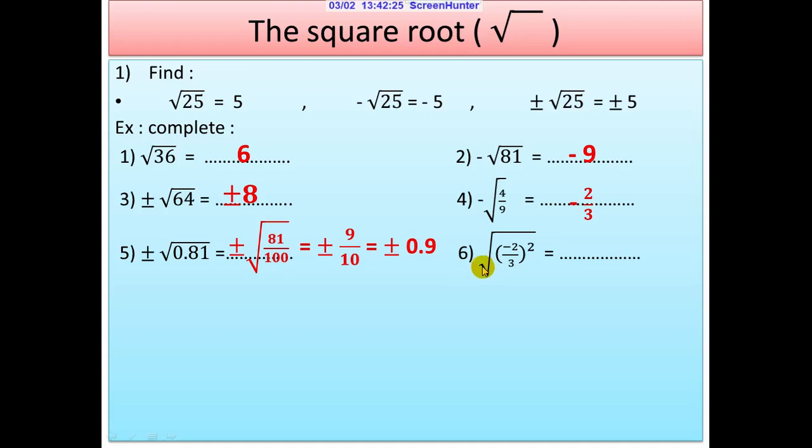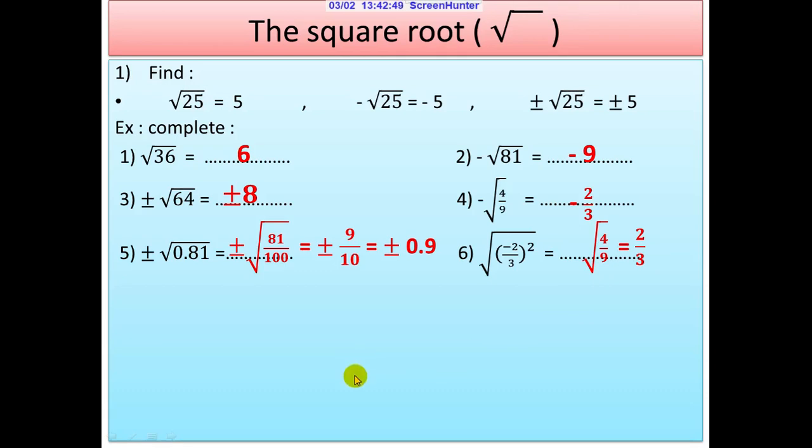Number 6, we have here the square root of brackets negative 2 over 3 raised to power 2. First, if we have any power under the square root, we must do it first. So we find the square root of 4 over 9. It will be equal to 2 over 3 finally.